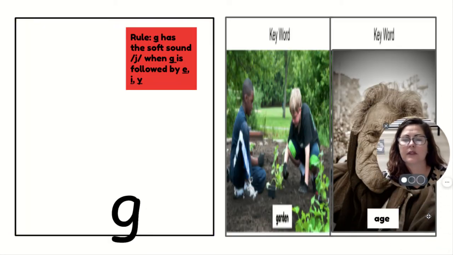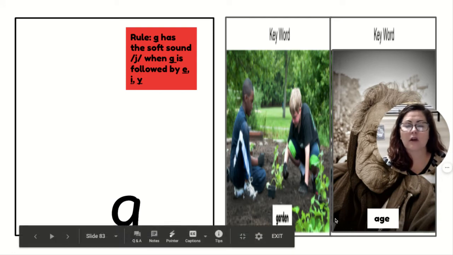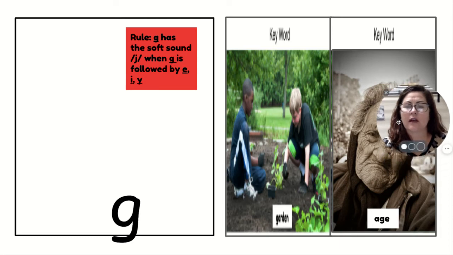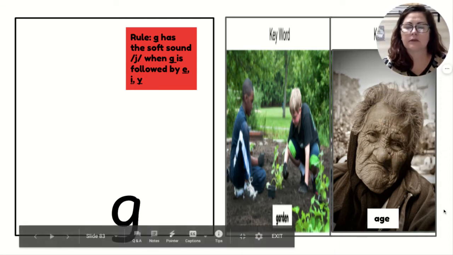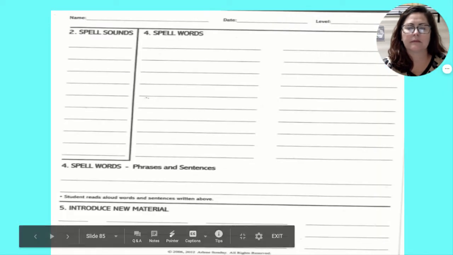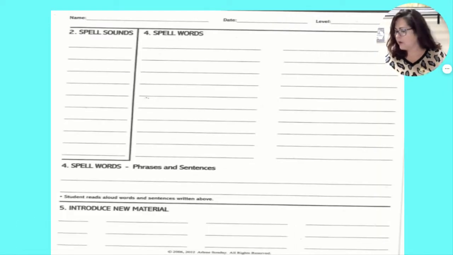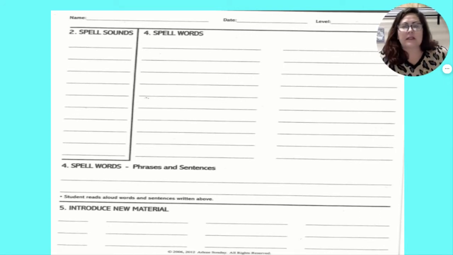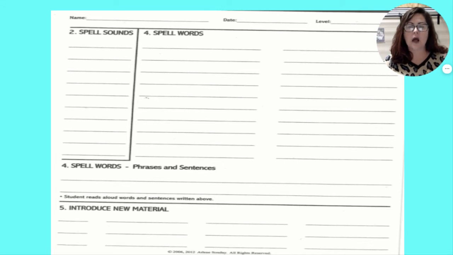Okay, and then there's 2 sounds, the hard and the soft for G. These are the pictures to prompt you for those 2 sounds. Okay, so now we are on our spell sound section. I'm going to give you some sounds and you're going to write the letters that will represent the sounds that I give you. So first, ah, ah.